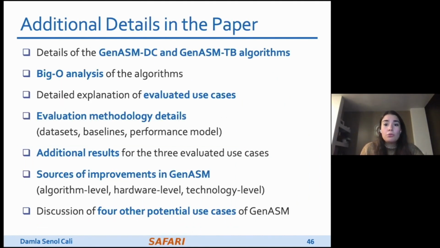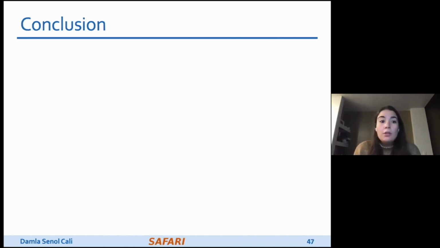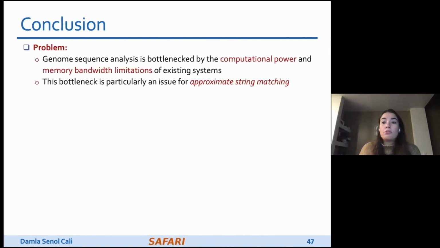So before I conclude, here's a list of additional details that we have in the paper, including algorithm details, more detail about use cases, evaluation methodology details, and some other additional results for all these use cases, along with a dedicated section where we explain our sources of improvements in terms of algorithm level, hardware level, and technology level. So to conclude, in this work, we focus on approximate string matching because it is one of the main bottlenecks of genome sequence analysis.